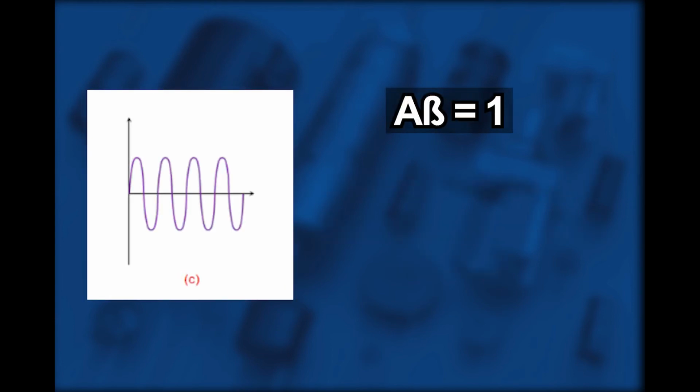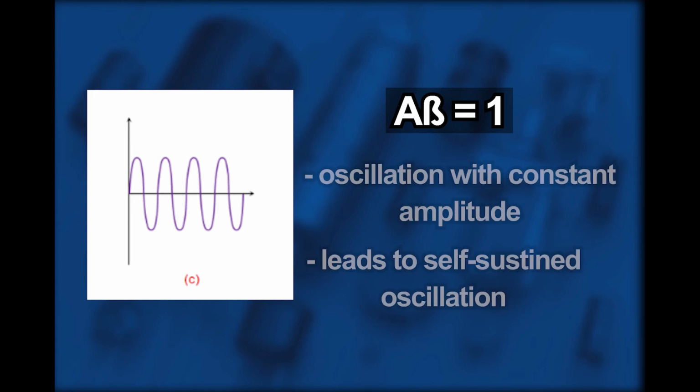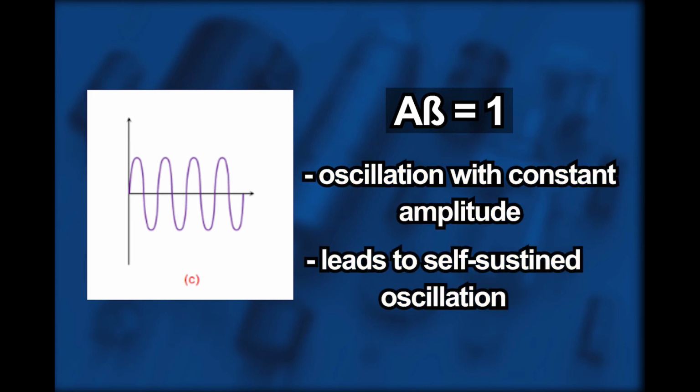And lastly, the loop gain is equal to 1. This is the desired output, or desired oscillation, that we want to achieve in this oscillator. So as you can see from the diagram, the oscillation occurs with constant amplitude, and it will lead to the self-sustained oscillation.